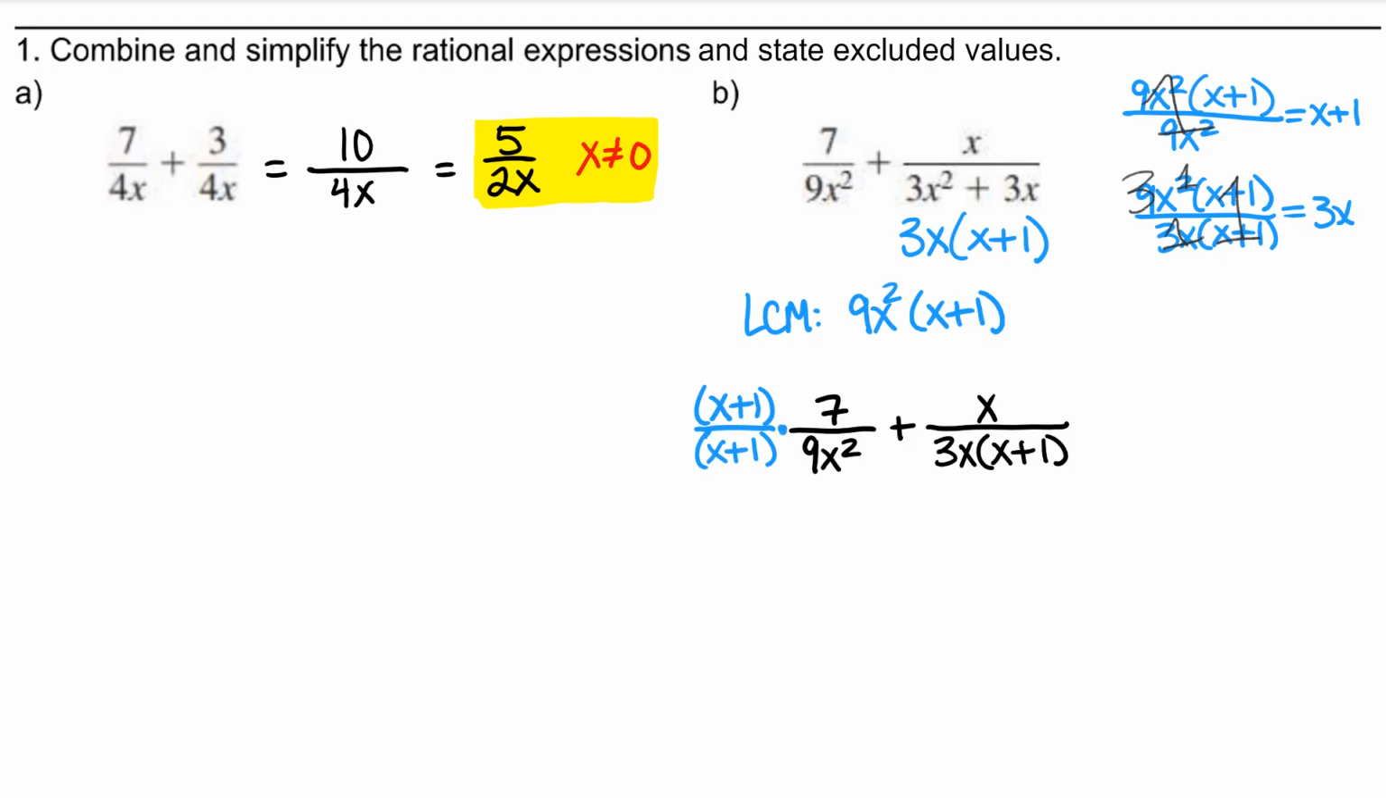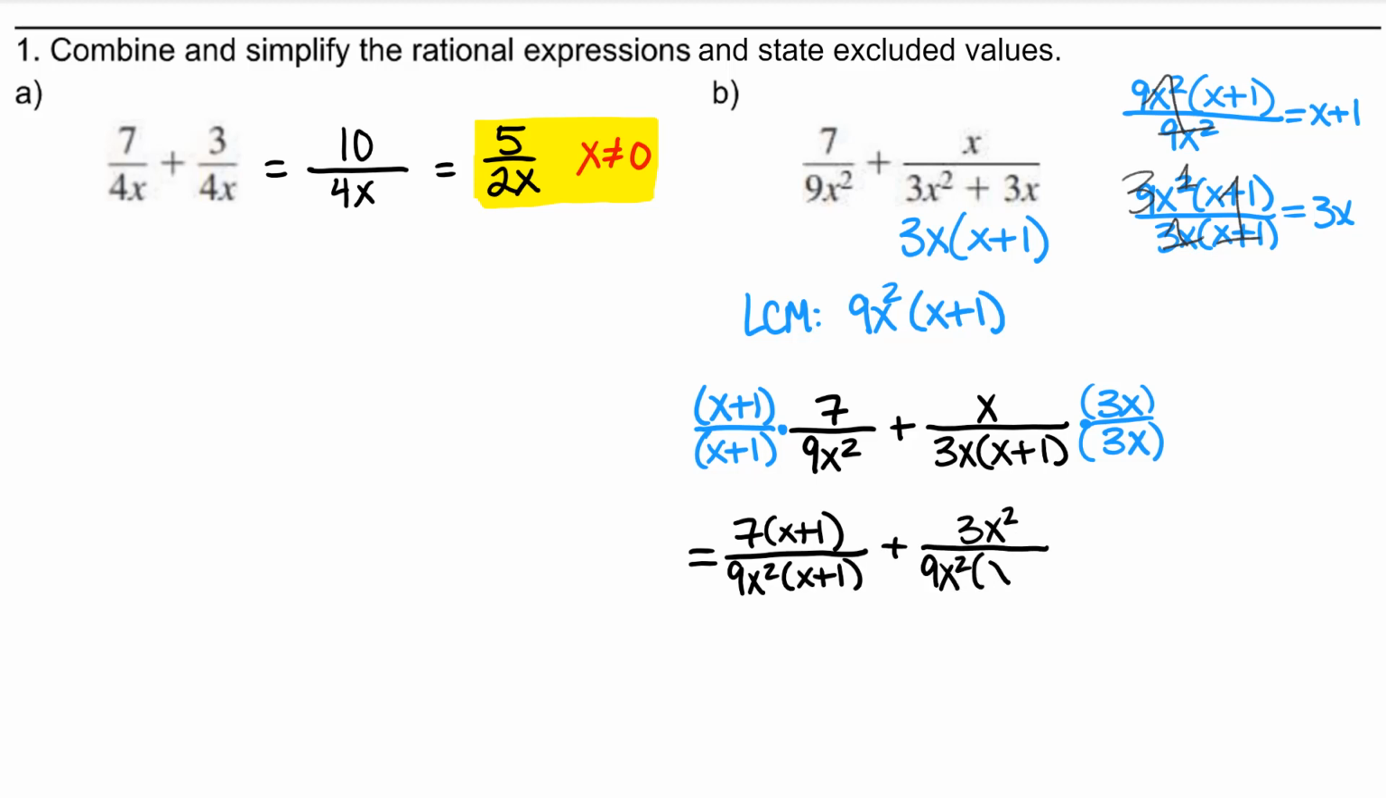Our second denominator is missing 3x, so I'll multiply by a special form of the number 1 to get 3x in the denominator of the second fraction. Rewrite your fractions. Now at this point, you may be tempted to start reducing, but remember, we multiplied so that we could combine these. We don't want to reduce each individual expression, we only want to reduce the final expression.